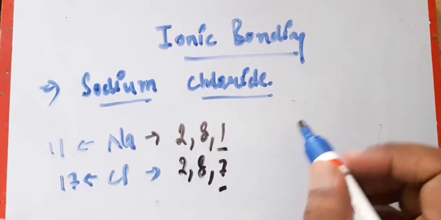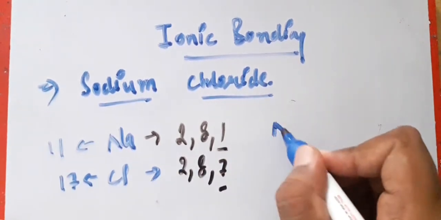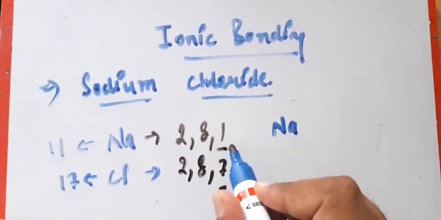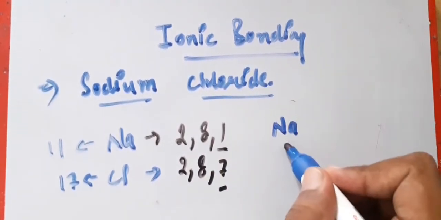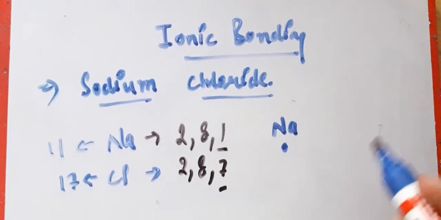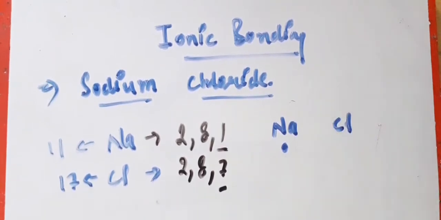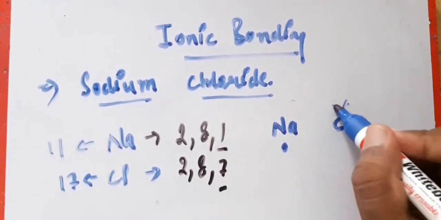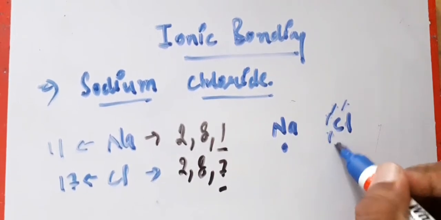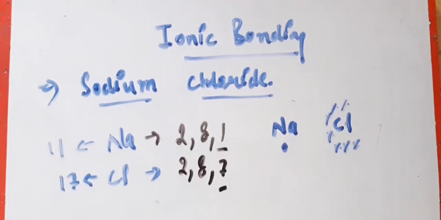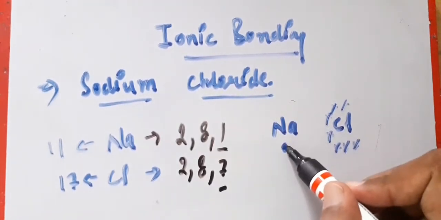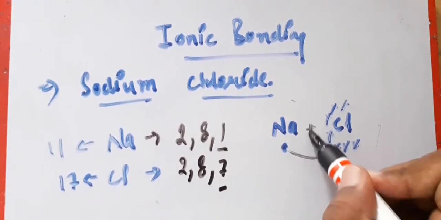So if we talk about sodium, sodium carries one electron in the outermost shell. So I'll just put it like this, one dot. And if I talk about chlorine, it is carrying 7 electrons in its outermost shell. Right. So to make a bond, sodium will donate one electron to Cl.